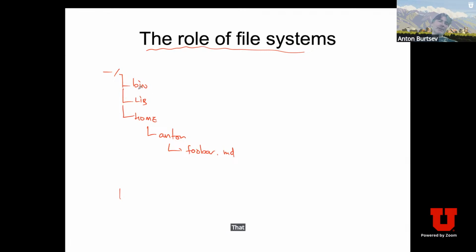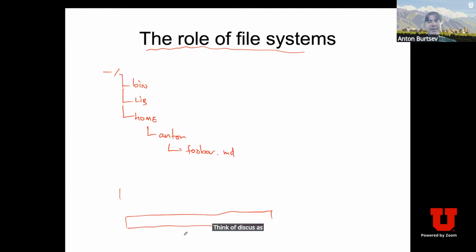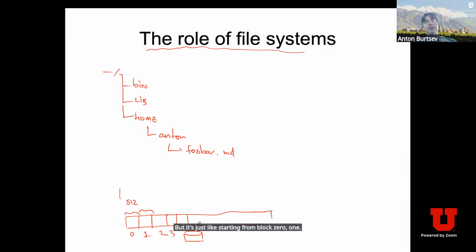That's correct, because what's underneath is the following. We have a disk. Think of disk as roughly physical memory, right? Despite the fact that a disk is typically accessible in units of blocks, like 512 bytes or something, starting from block 0, 1, 2, 3, and so on. If you want to store information, you obviously need to keep track of which of these blocks are allocated and which of them are free, right?